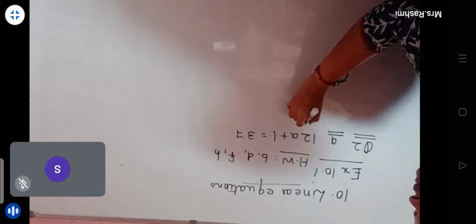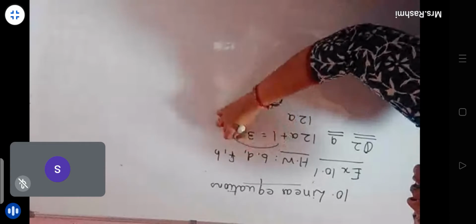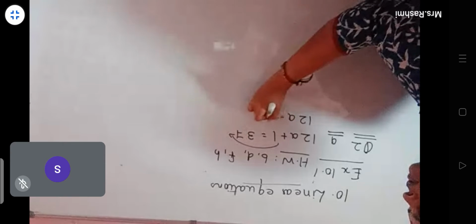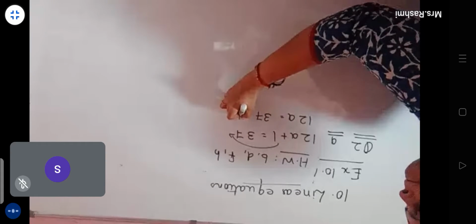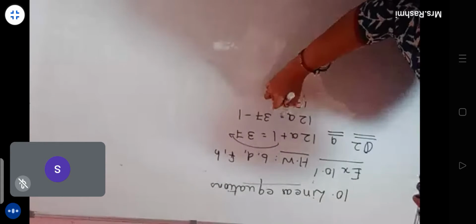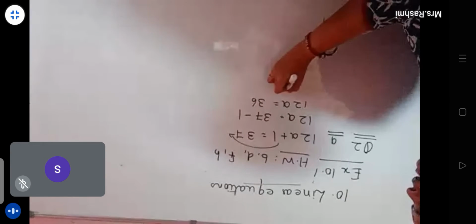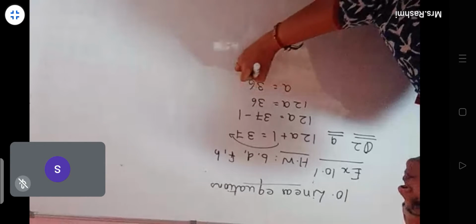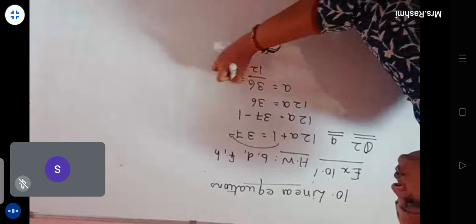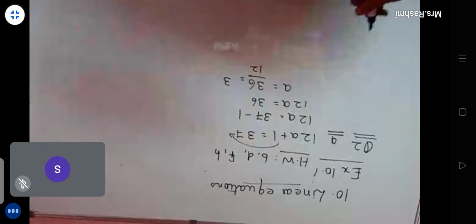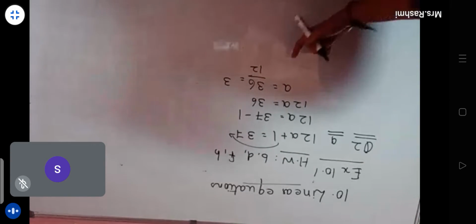Okay. So how are we going to solve? Very easy. This one I am going to take it here. That will be 37 minus 1. 37 minus 1. Then we get 36. So A is 3.